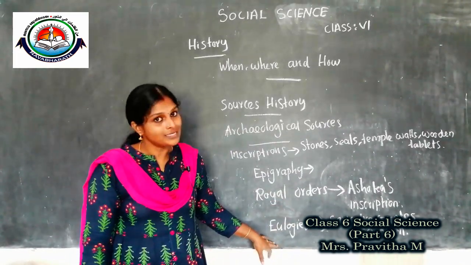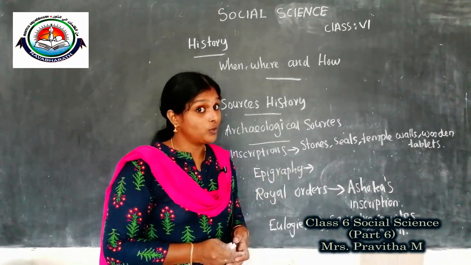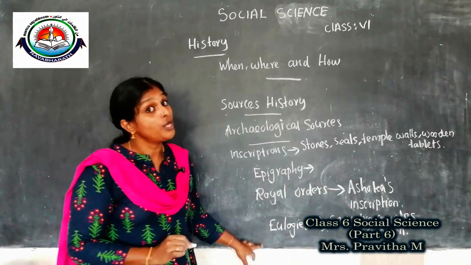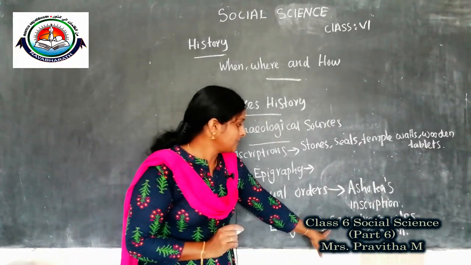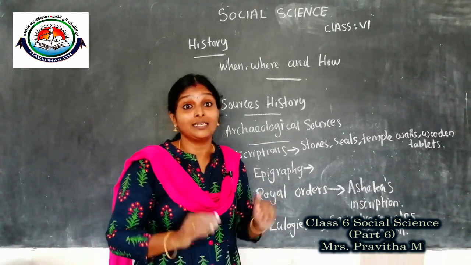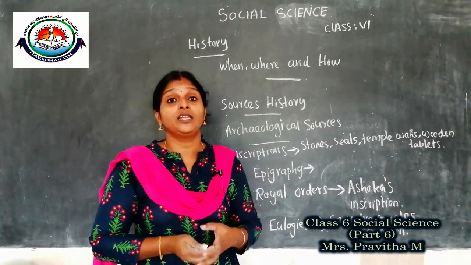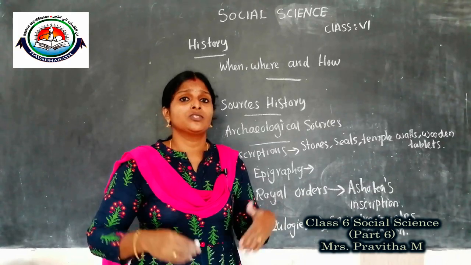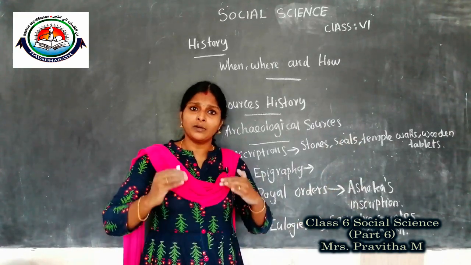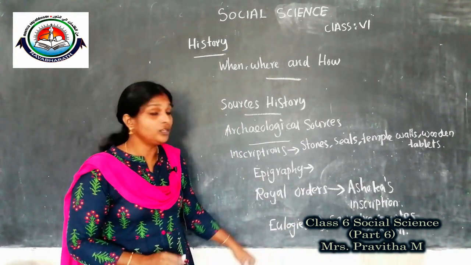Eulogies are inscriptions that only contain the personal achievements of the rulers. Such inscriptions are known as eulogies. Samudragupta's inscription is mainly a eulogy. Samudragupta made an inscription at Allahabad. That Allahabad inscription mainly describes Samudragupta's period: what victories he won, which battles he fought, in which battles he won, and how much his territory expanded. Like that, only personal achievements are contained in Samudragupta's Allahabad inscription. That is called a eulogy.